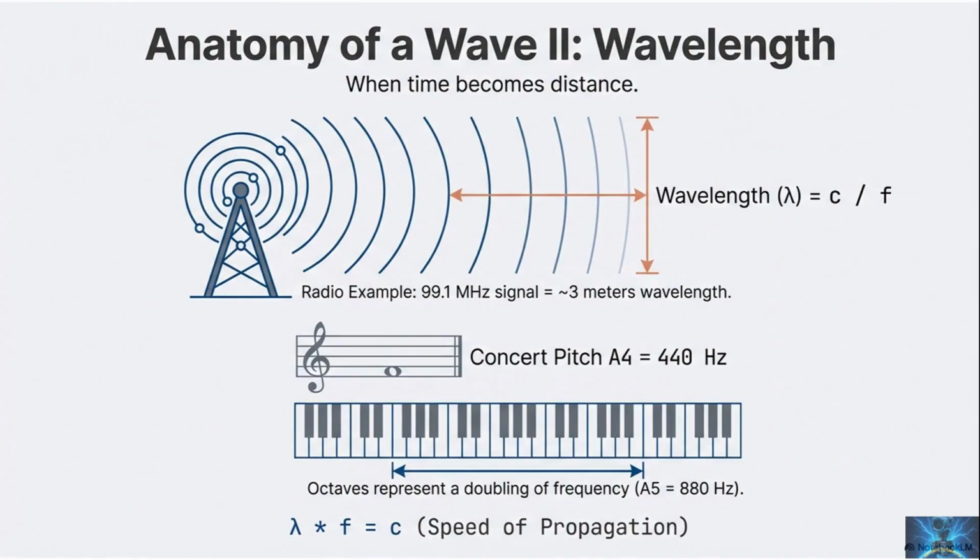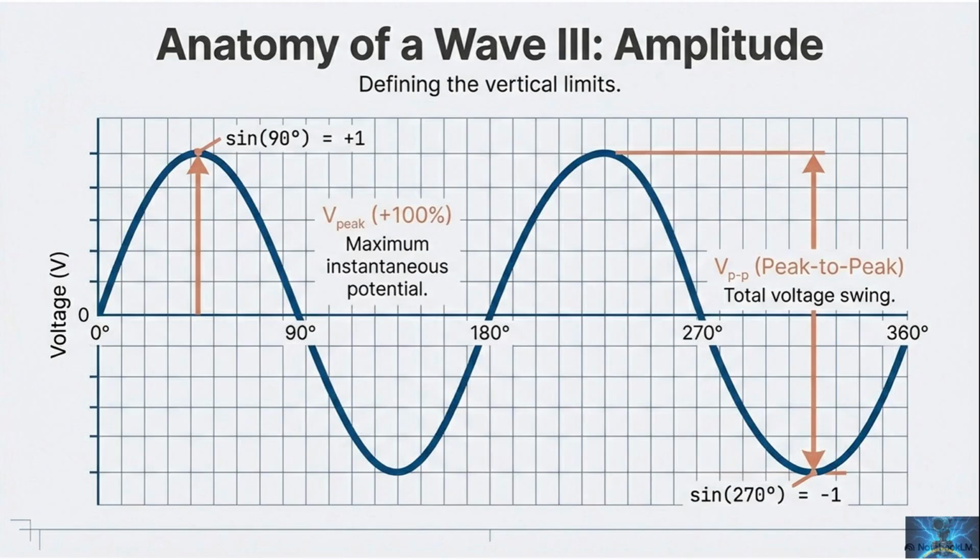Now we take the same repeating behavior and let it travel through space. That distance version of one cycle is the wavelength. A higher frequency wave has a shorter wavelength if the propagation speed stays the same. That's why radio and sound examples are so useful. You can feel that pitch rises when frequency rises, and in radio, you can connect frequency to antenna size and signal behavior.